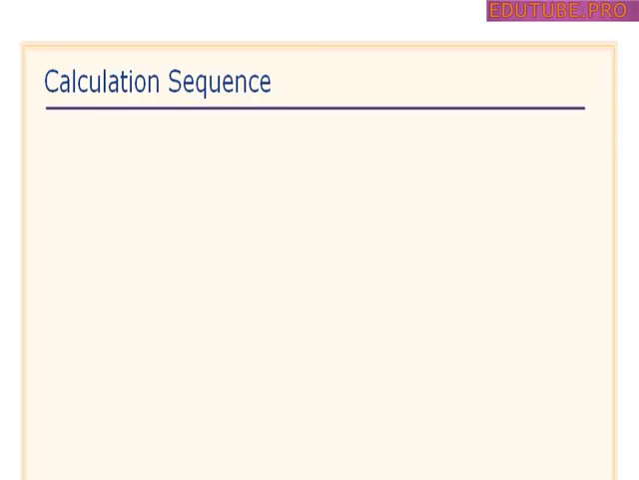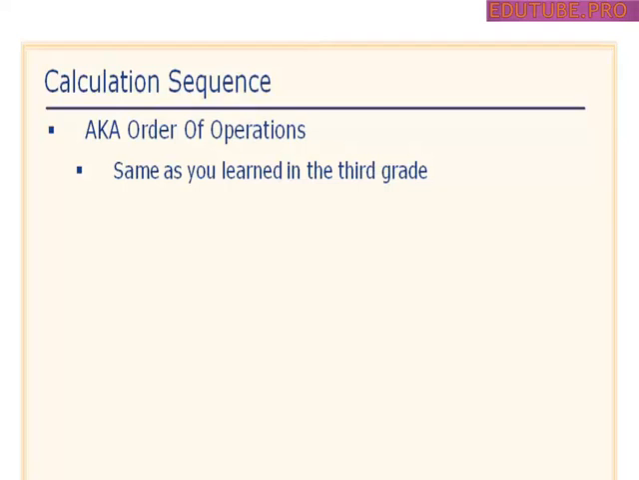There are times that you're going to need to understand exactly why you're getting the results you are from your expressions. And we're going to need to understand the calculation sequence. Now, this is also known as the order of operations. The good news is this is the same stuff that you learned in the 3rd grade or the 2nd grade. I don't know what.